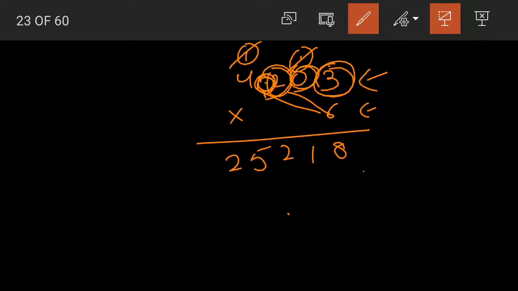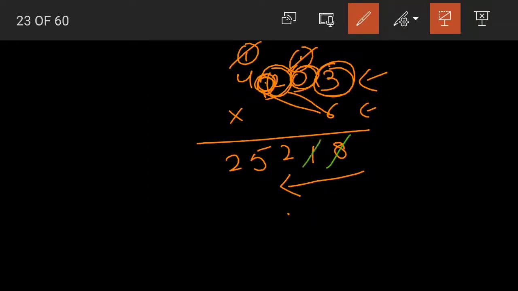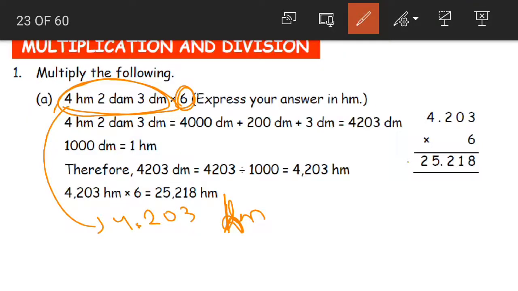So in our product also, we have to place our point after 1, 2 and 3 digits. So here comes our point, 25.218 hectometers. This is our final answer. This is our final product, 25.218 hectometers. I hope this is clear. 25.218. This part we are already familiar with.